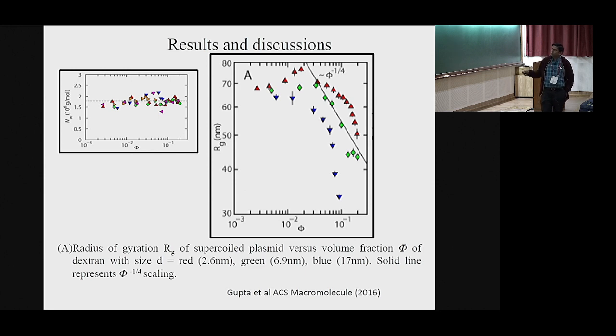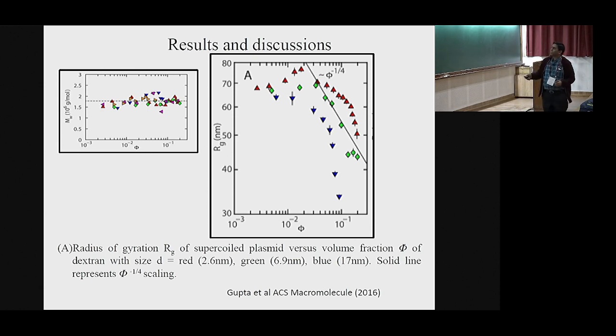Before doing the actual experiment, we had to check the background scattering. So what is the contribution of this crowder? If you mix the crowder in the DNA solution, we are just checking the intensity contribution from the crowder. We checked the molecular mass of the DNA, and it is very consistent with the theoretical value. We found less than 10% variation, so we are sure that most of the scattering intensity is coming from the DNA.